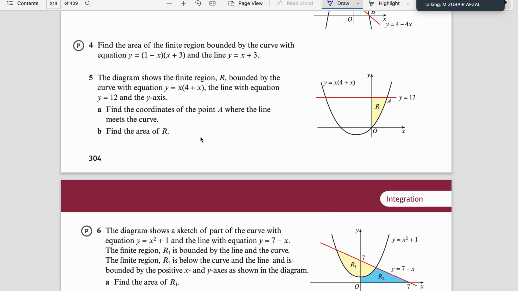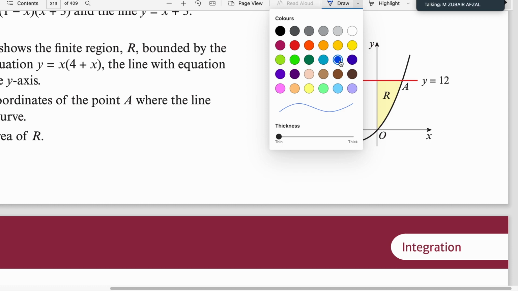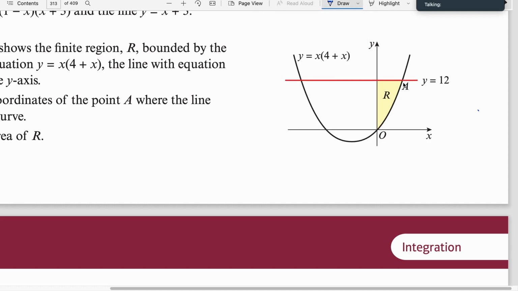Look at this question number 5. If we have to find this shaded area, we can do it this way. We will find this value of x, and we know this value already, that is 0. x equals something. These two will be our limits, and you can do it again by integration or by using shapes: rectangle minus area under the curve.